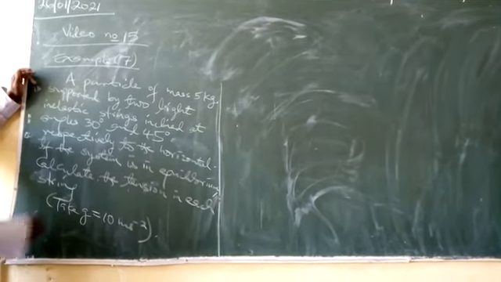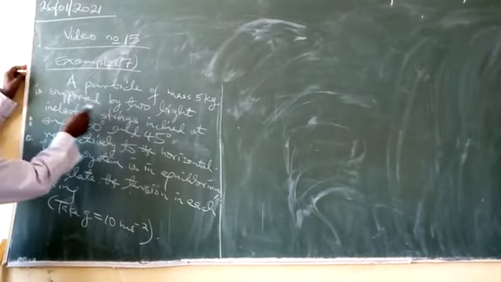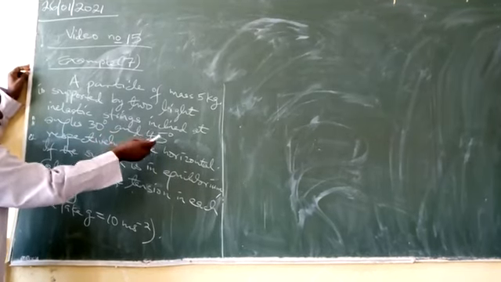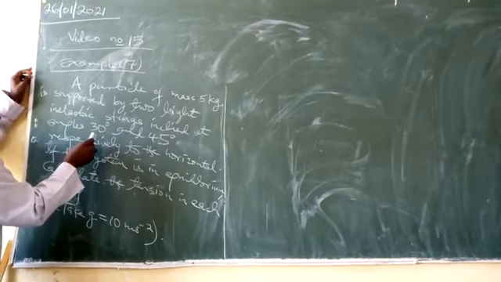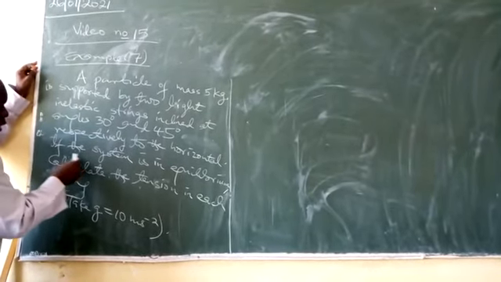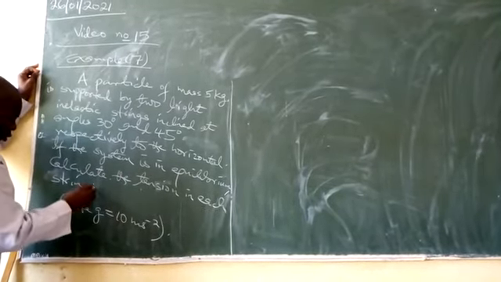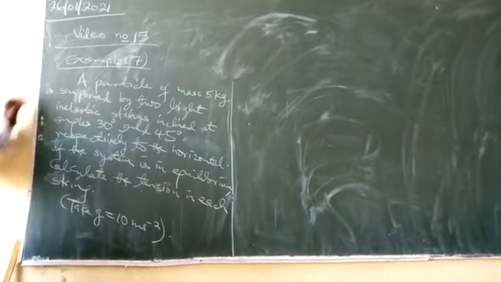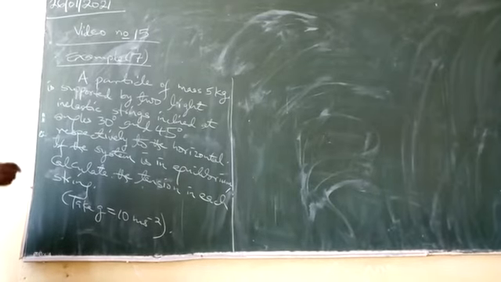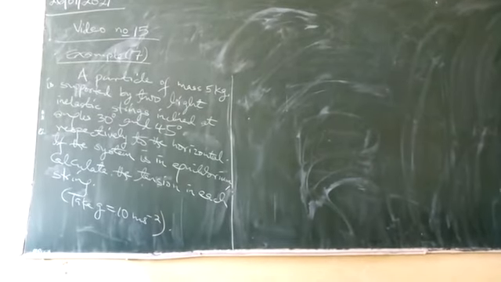I read the question. A particle of mass 5 kg is supported by two light inelastic strings inclined at angles 30 degrees and 45 degrees respectively to the horizontal. If the system is in equilibrium, calculate the tension in each string. This is the question. So, now what are we looking for? We are looking for the tensions in each of the two strings that are holding the particle.